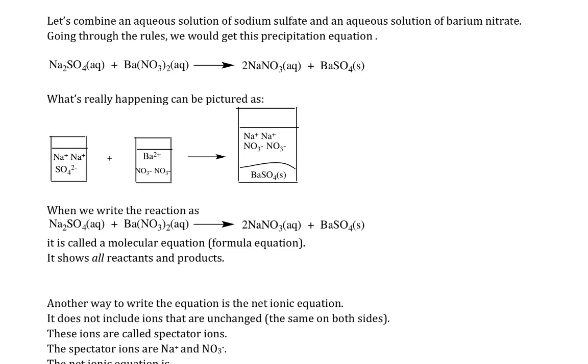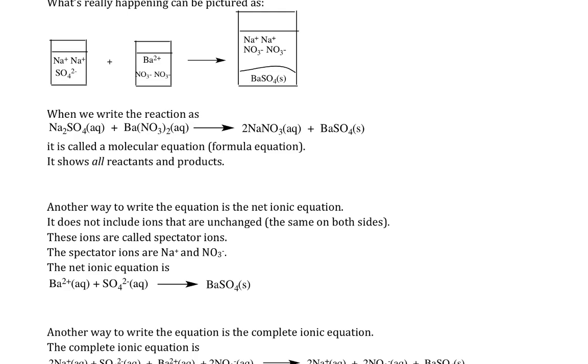So when we write the reaction as what we've written above, that Na2SO4 aqueous plus Ba(NO3)2 aqueous yielding 2 NaNO3 aqueous plus BaSO4 solid, that's called a molecular equation, or maybe we could call it a formula equation. It shows all reactants and all products, all the details. Another way to write the equation is the net ionic equation. Net meaning it's gotten rid of some stuff.